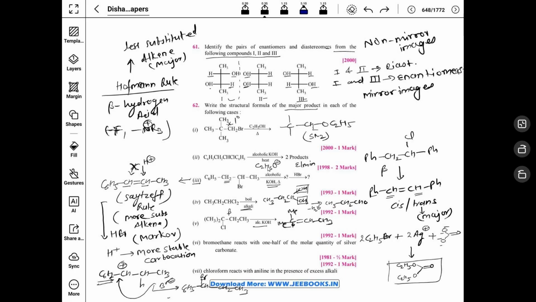Now chloroform reacts with aniline in presence of alkali. So this is the carbylamine reaction, and we know that in this reaction an isocyanide will form. NH2 with KOH plus CHCl3 will give you a bad smelling compound, which is the isocyanide. Now moving to the next.